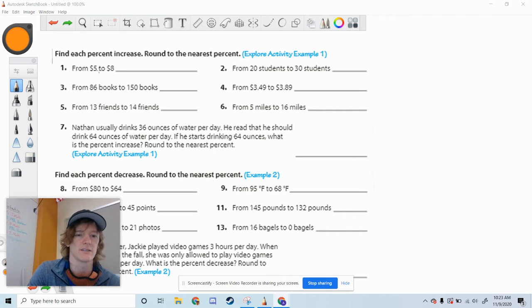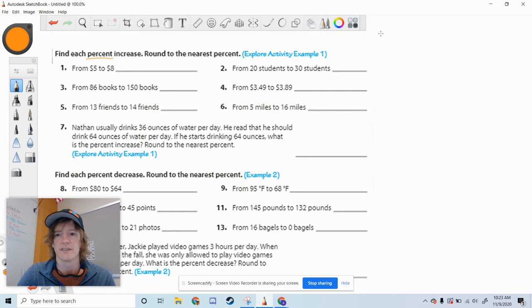like on number 1, it says the price goes from $5 to $8, and we need to find out by what percent this increased. And then on some of these, we're going to have some decimal percentages, so we're going to have to round to the nearest percent.